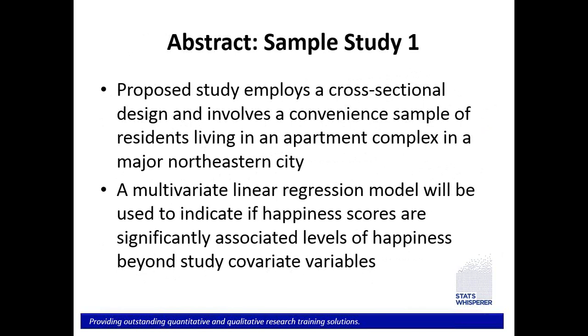Then we say a multivariate linear regression model will be used to indicate if happiness scores are significantly associated with happiness beyond the study covariate variables. Right? So you'll notice that our hypothesis testing is going to be done in step 6, the multivariate analysis, and that's the statistical analysis mentioned in the abstract. So there are many, many tests, right, and many details, but the statistical analysis we mentioned is the one used for the research question / hypothesis testing, which is the multivariate linear regression.